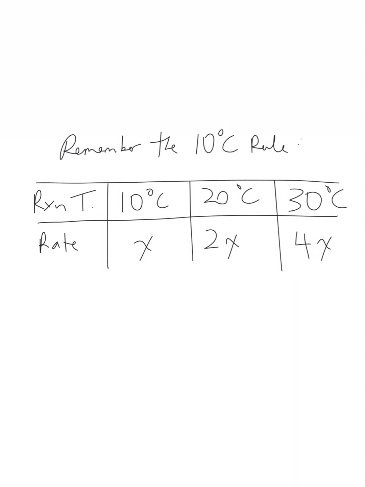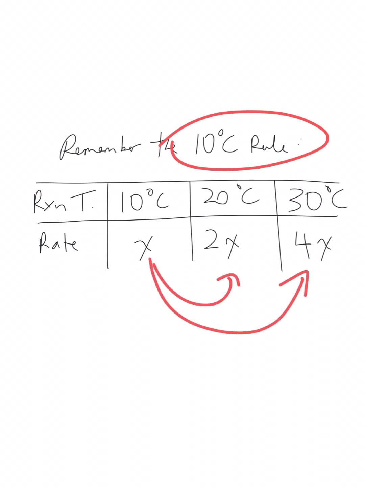Again, don't forget that general rule. I hate to maybe use the term rule, but it's a general idea, kind of an assumption we can make, the 10-degree rule. For every 10 degrees Celsius, the rate of reaction will double, so you can see it doubles if we go from 10 to 20, and it actually quadruples if we go from 10 to 30 degrees.